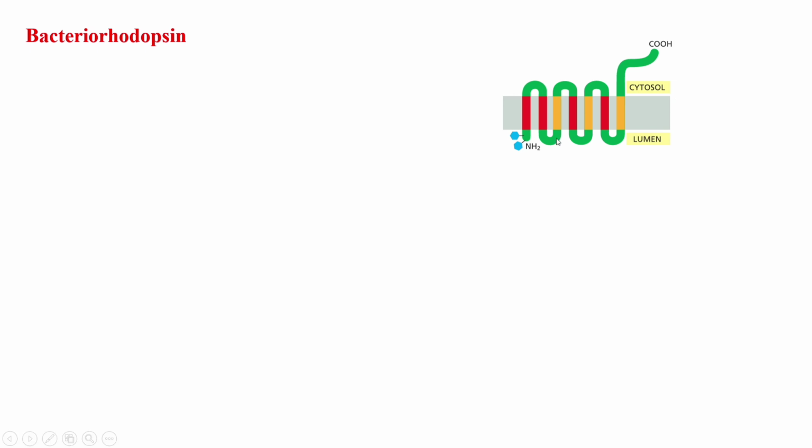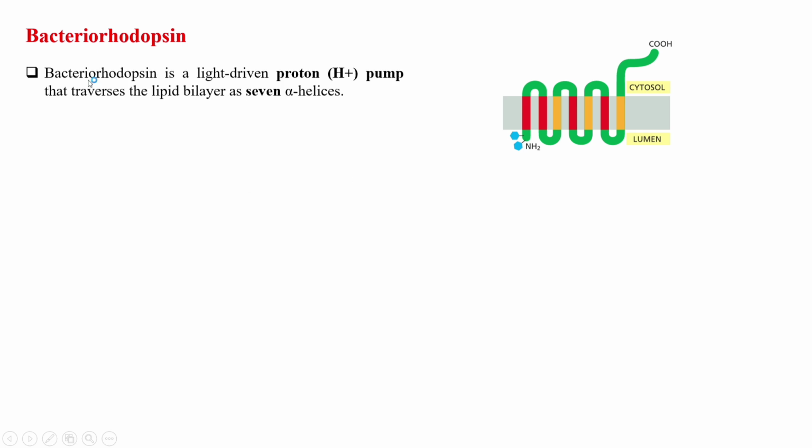So this is the plasma membrane and this is the transmembrane domain of the protein, and here are 7 transmembrane alpha helices. If you count 1 2 3 4 5 6 7, so this is called a 7 transmembrane protein. Now bacteriorhodopsin is a light driven proton pump, so it pumps protons when it absorbs solar light, and it traverses the lipid bilayer as 7 alpha helices.